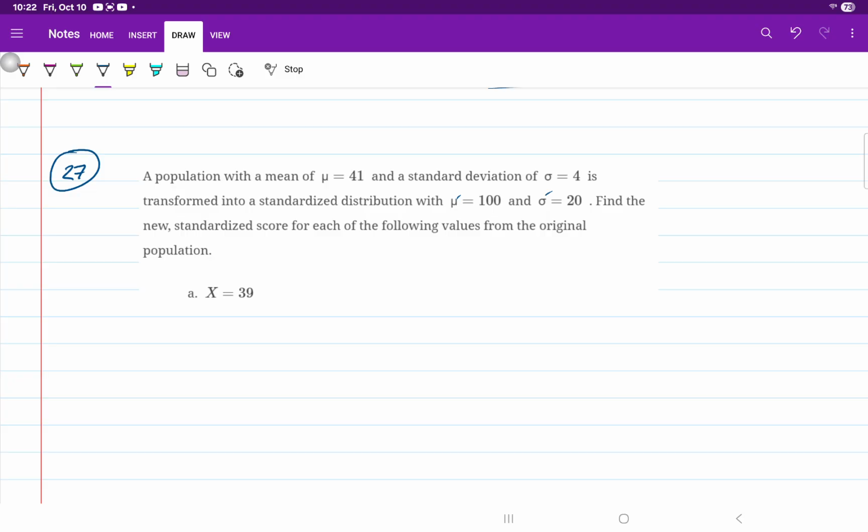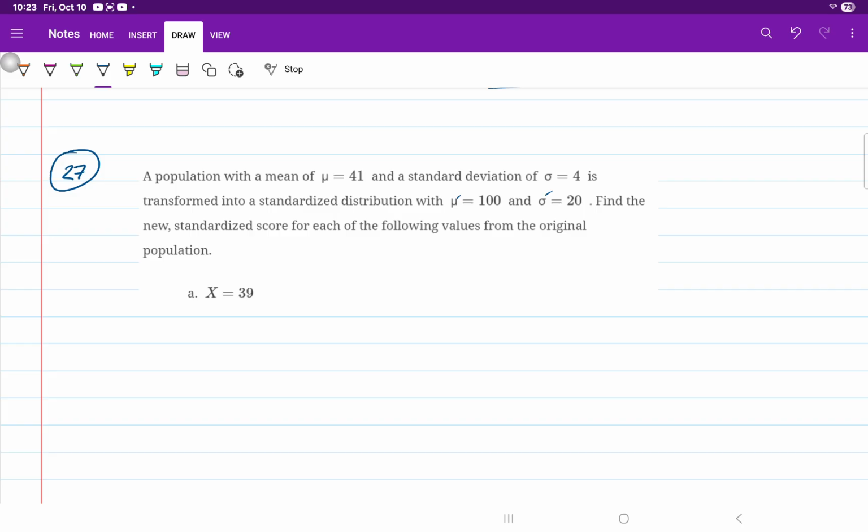So the first one is 39. All right, what's this asking us to do here? Let's remember that a z-score contains all the information that you need about a score's position relative to the mean and relative, therefore, to every other score in the distribution.